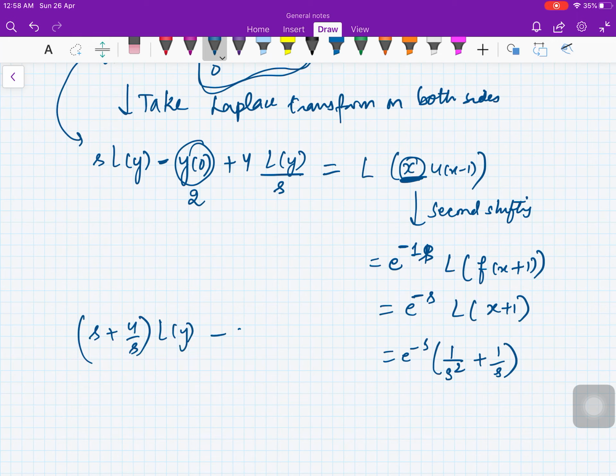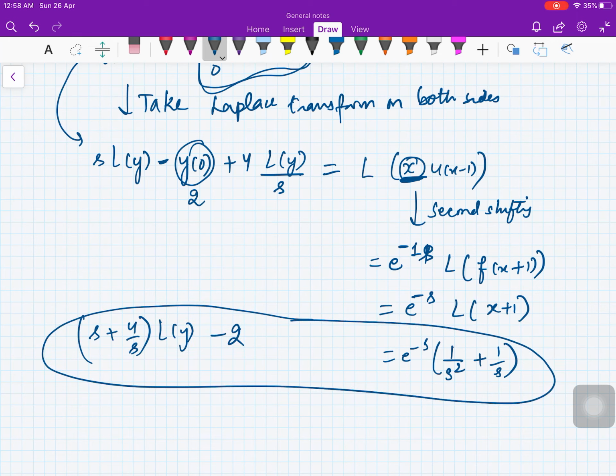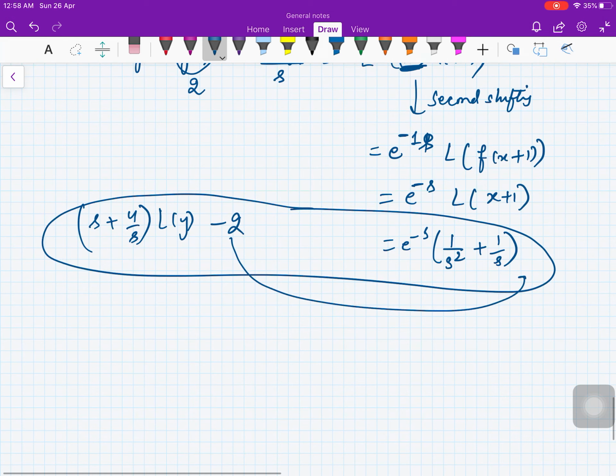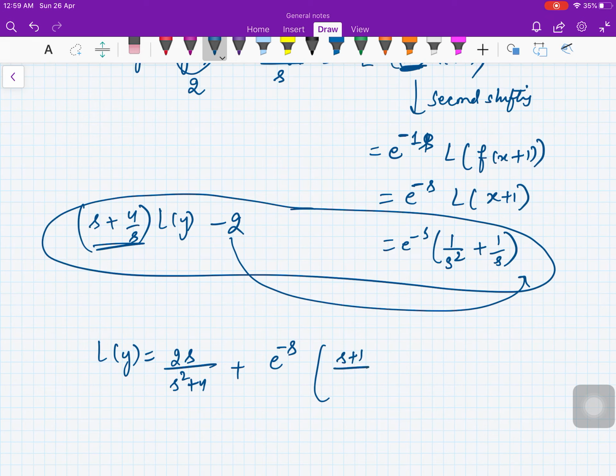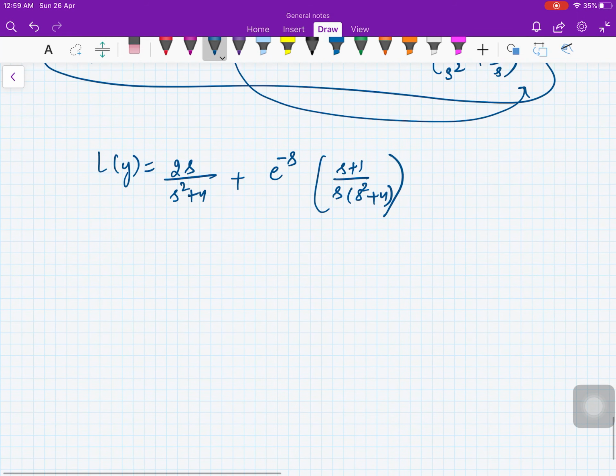So you will get (s plus 4 by s) into L of y minus 2 equal to this thing. From here you can bring the 2 to the other side and then divide. You'll get L of y equal to 2s upon s square plus 4 plus e raised to minus s times (s plus 1) upon s into (s square plus 4). So this is what you will get.